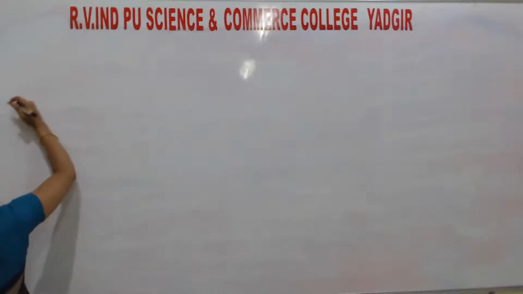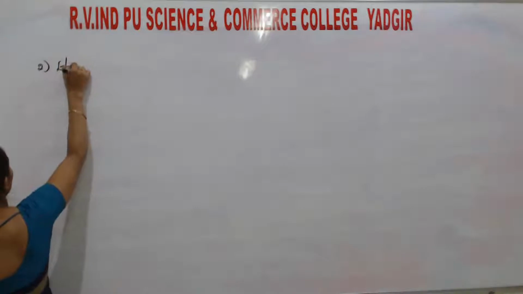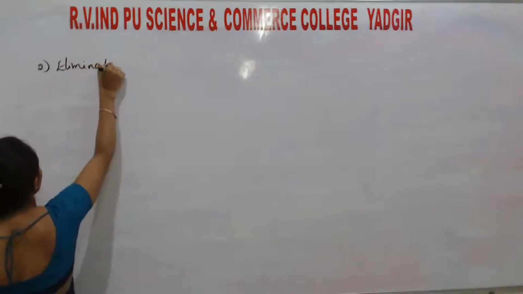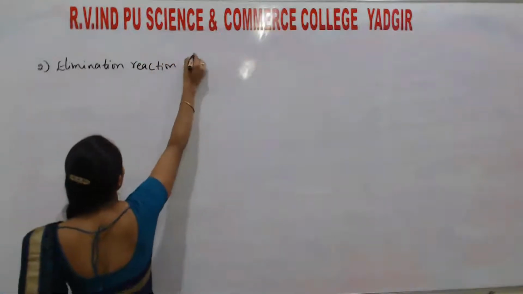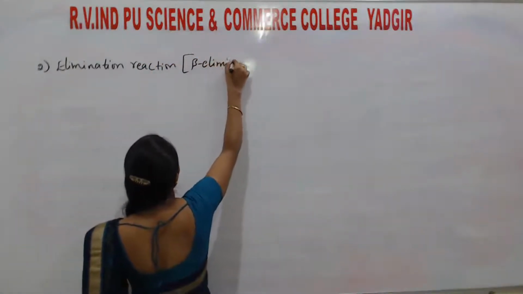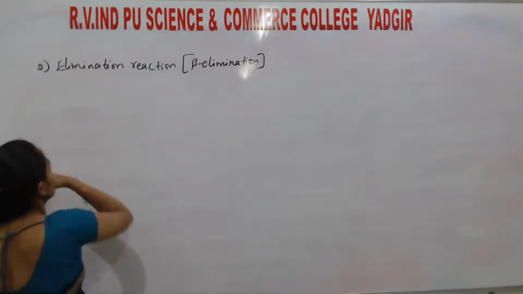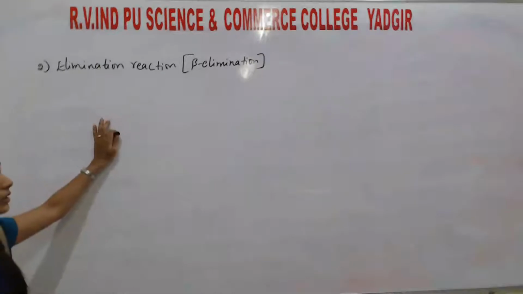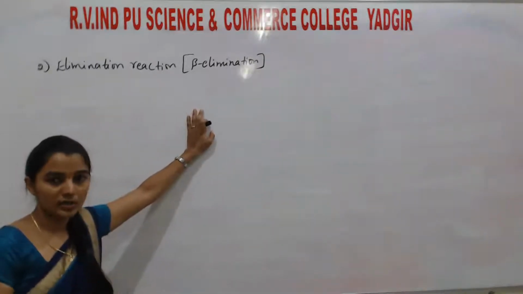Okay. So next one is second type of chemical reaction, that is elimination reaction. In that, specially, students, beta elimination. Or it is also called as beta elimination. Why is it called as beta elimination?